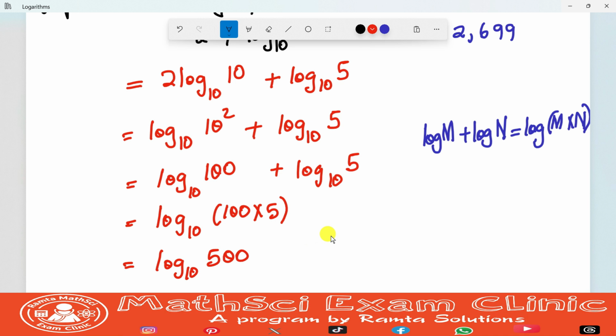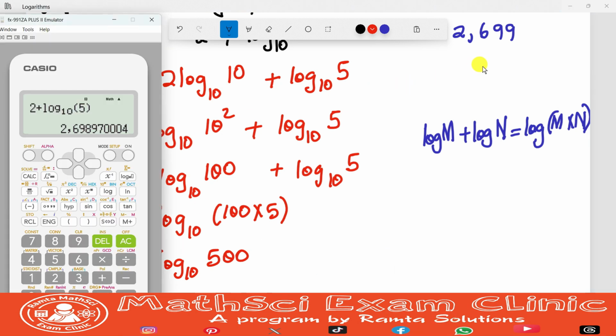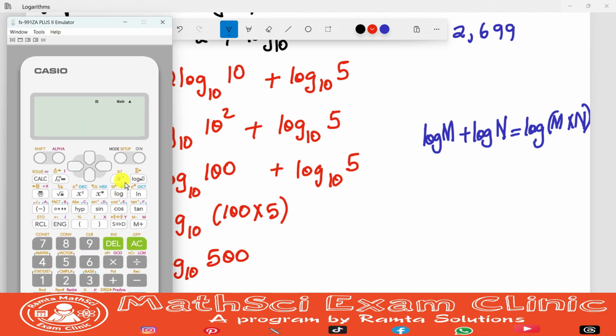Now let's see if log 500 base 10 will give us that answer that we had previously, which was 2.699. Clear? We said log 500 base 10. Let's see. Indeed, it's giving us 2.699. Do you guys see this? 2.699. That's the one that we got.